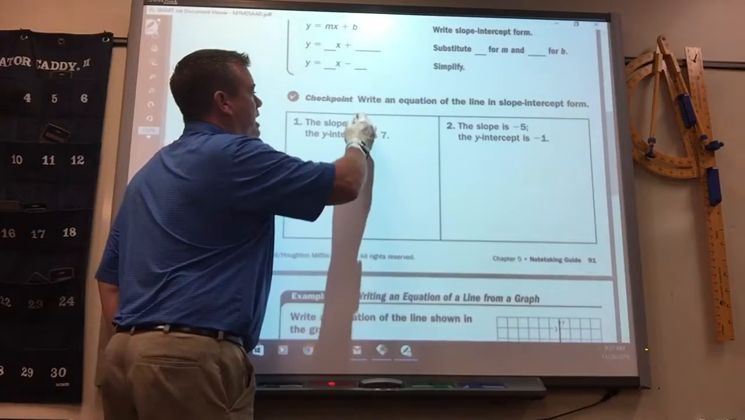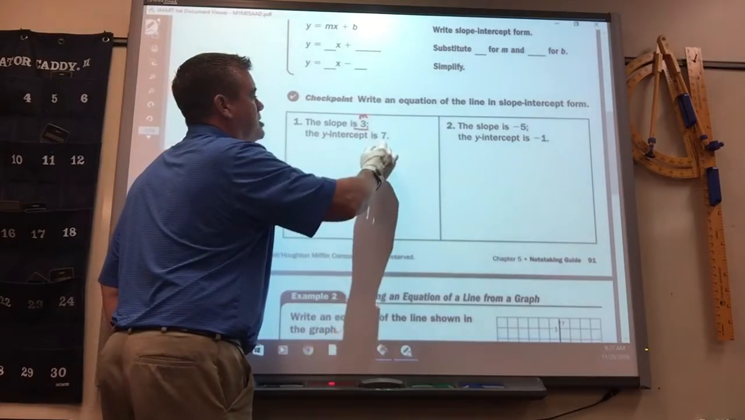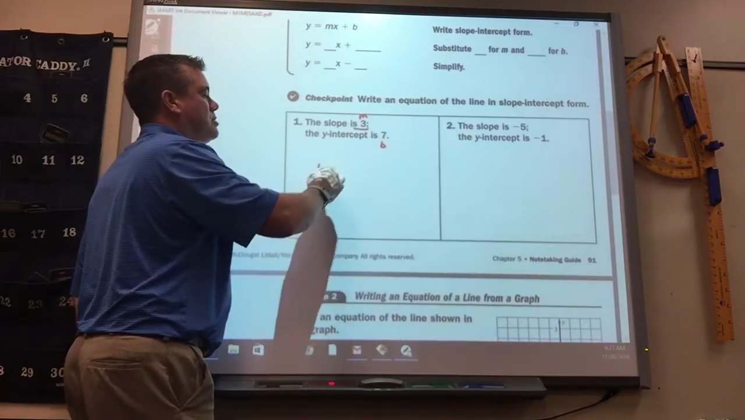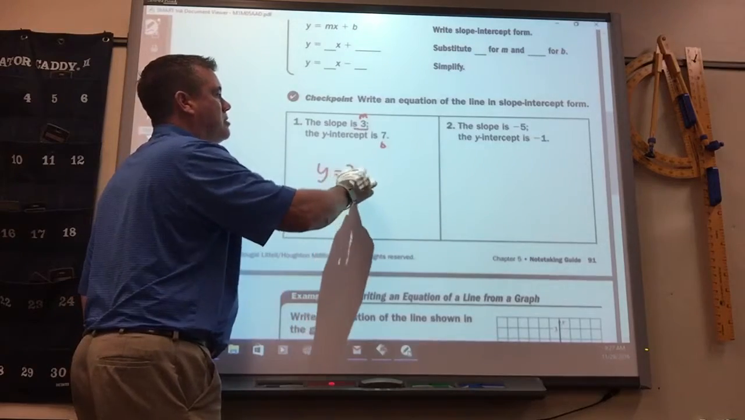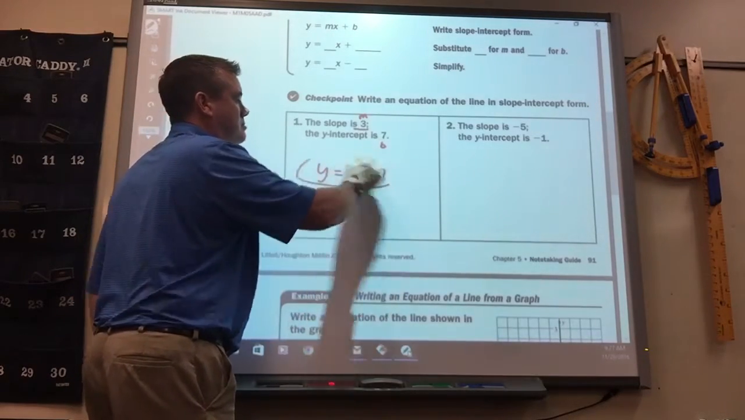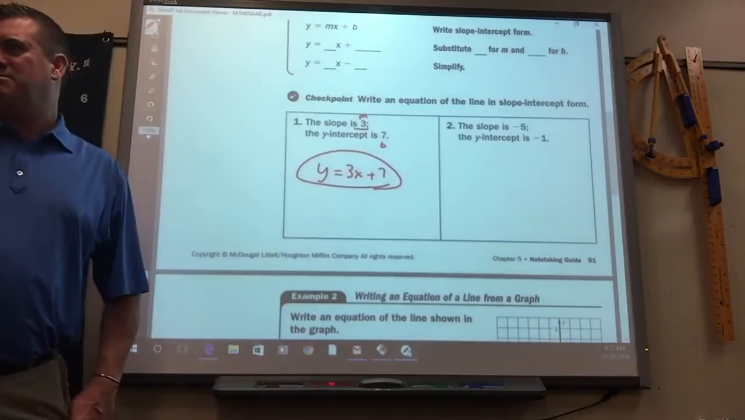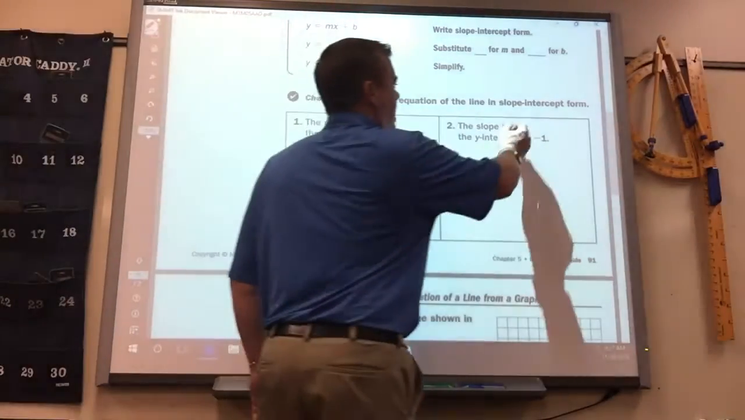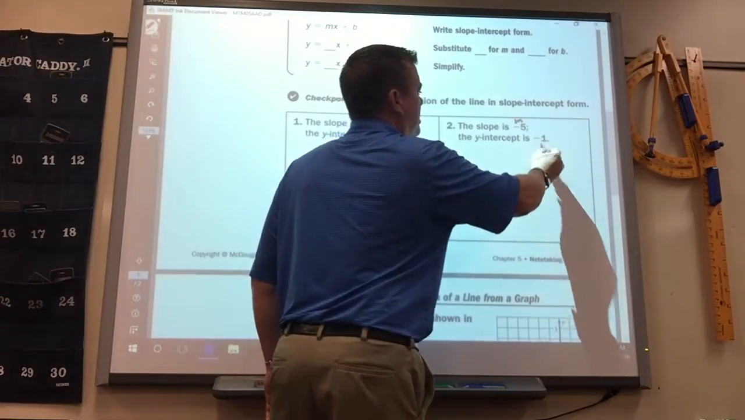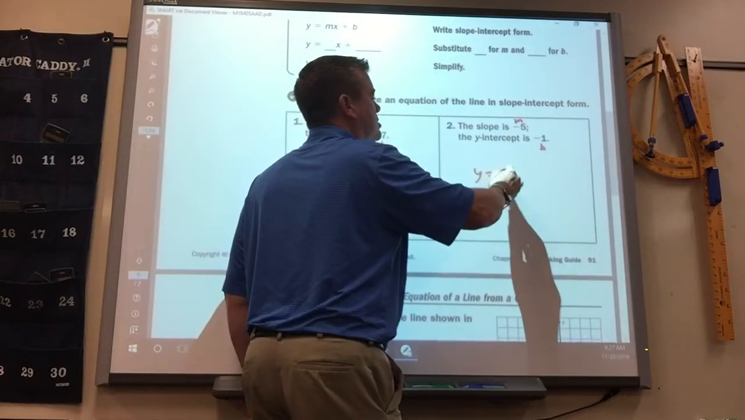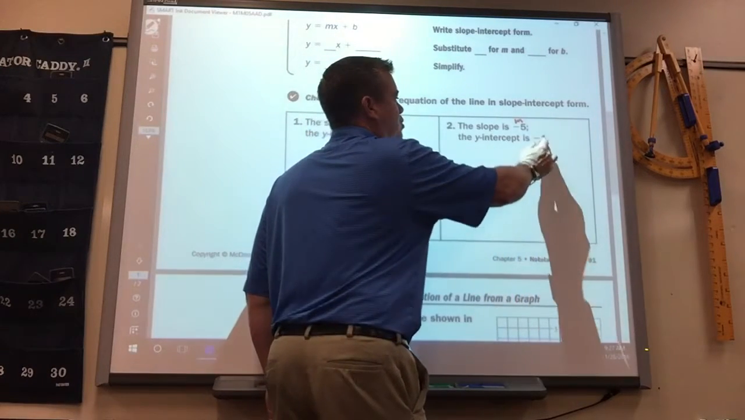If the slope is 3, that's m. The y-intercept is 7, that's b. So the equation is y equals 3x plus 7. Everyone got it? M is negative 5, b is negative 1. So it's y equals negative 5x minus 1.